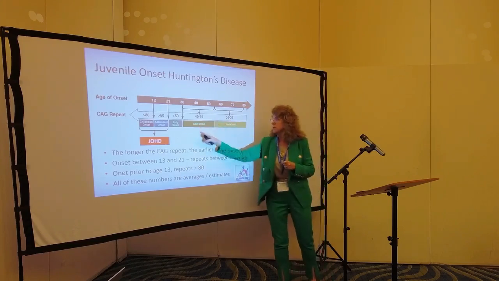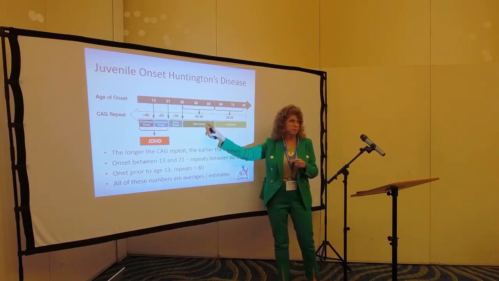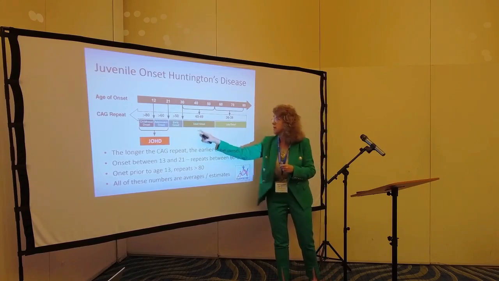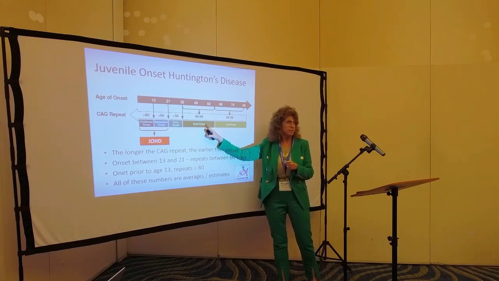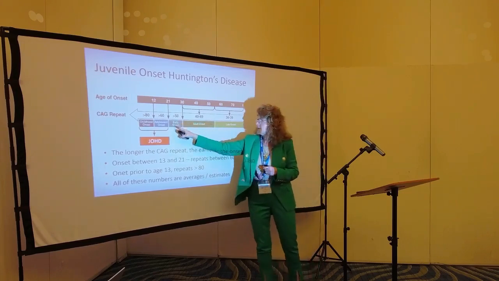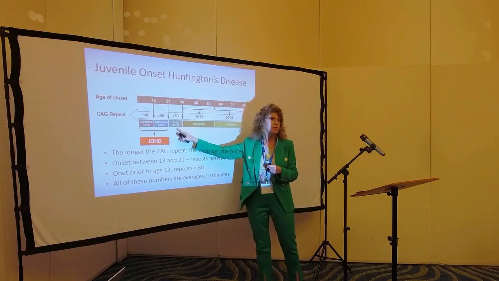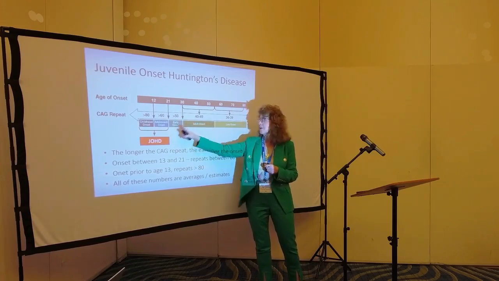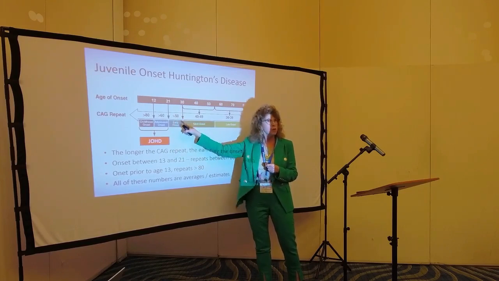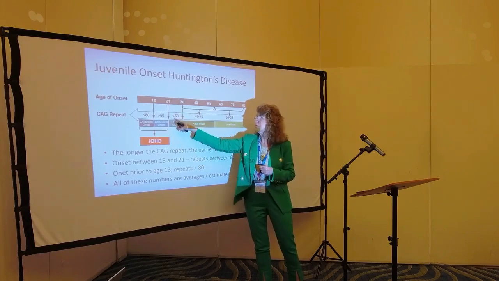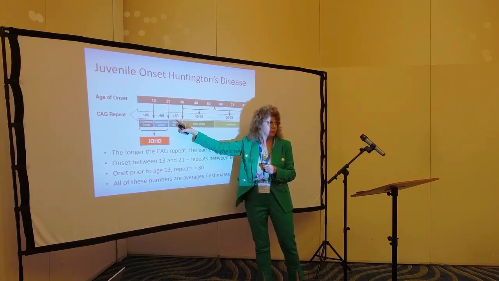And then here's the big bucket where most people land. Most people with Huntington's land in the AOHD with a repeat between 40 and 49. This is an area that, I must say, doesn't receive a lot of attention because it's not adult onset and it's not JOHD. It's people who get diagnosed between 21 and 30. It's early onset, right? And oftentimes their repeats are between 40 and 50.